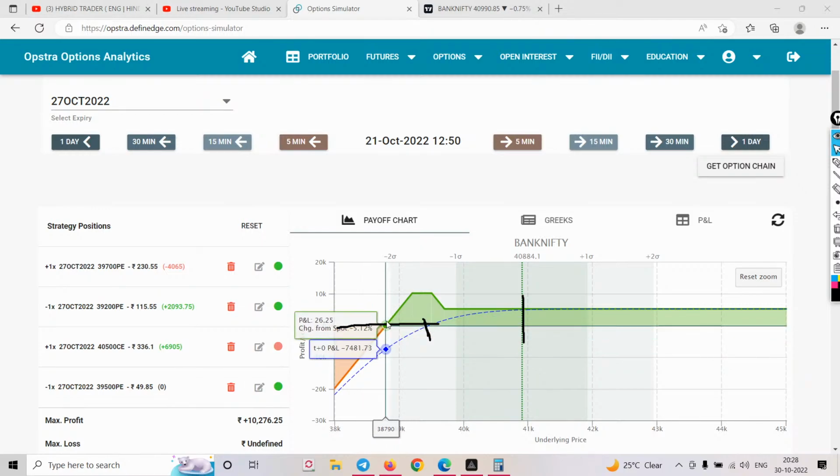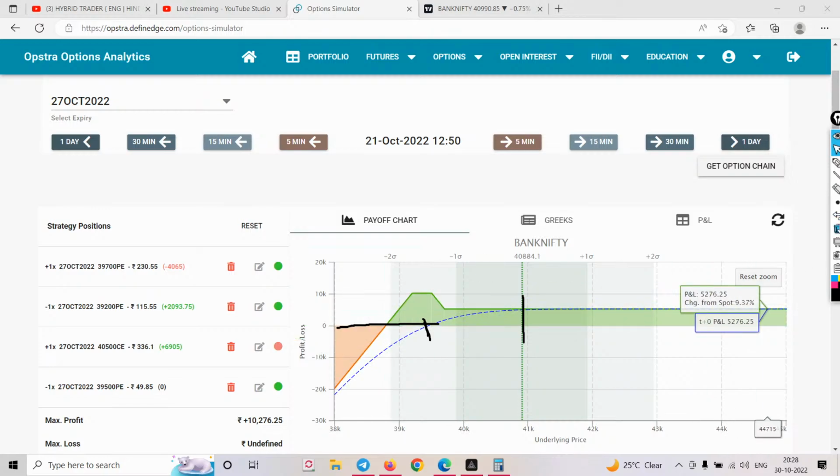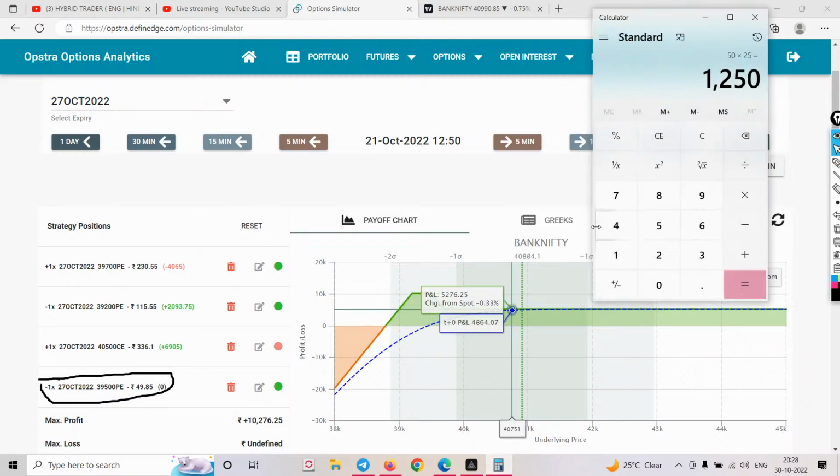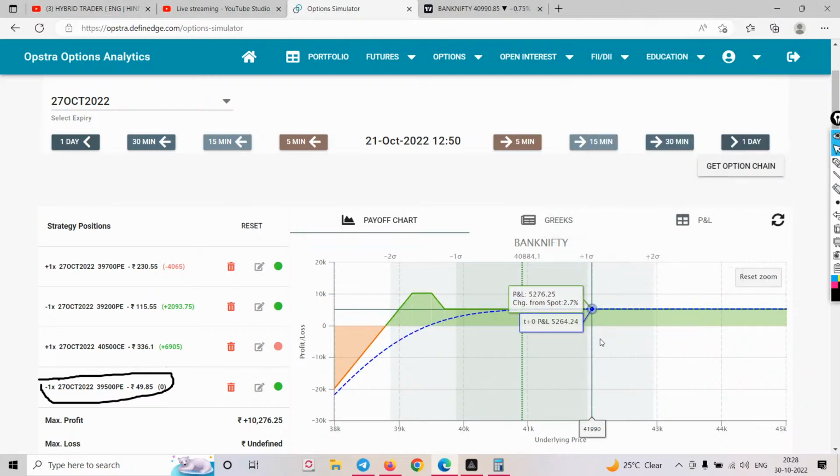Do you think within a day the market will go 5% down? But still, if someone has that view, you can increase the lot here. If you just increase the lot, there is another 50 into 25. What is 50 into 25 basically? This 1,250 will right away add up to your call side.